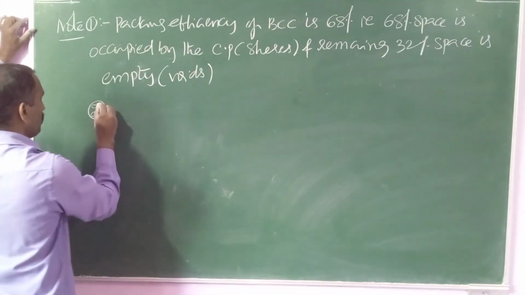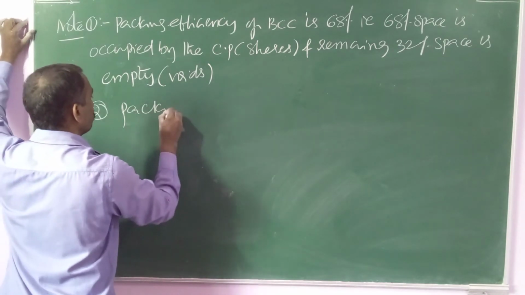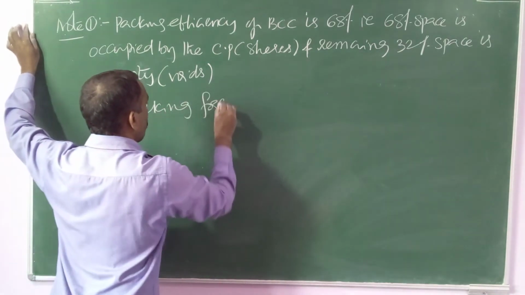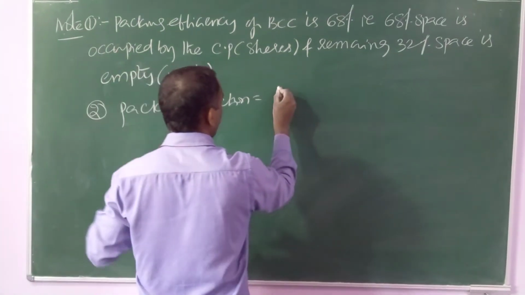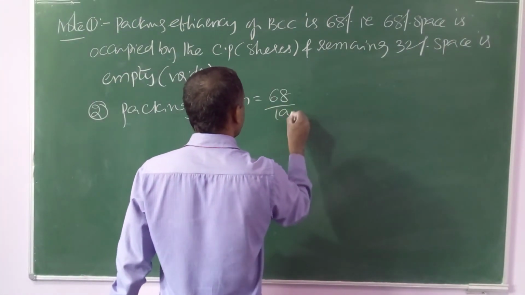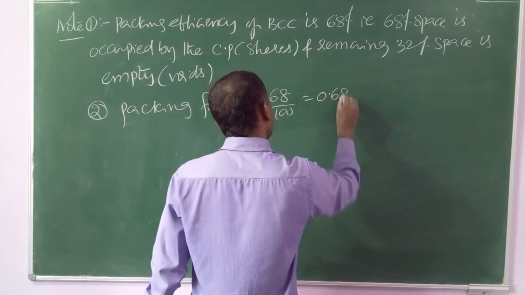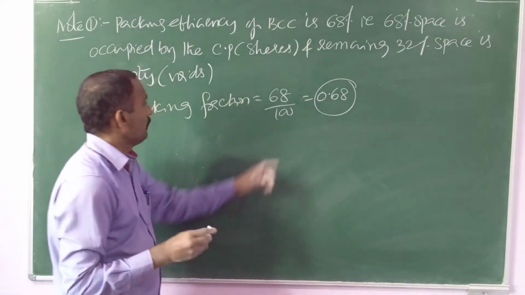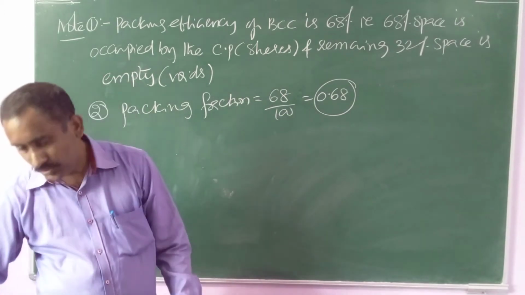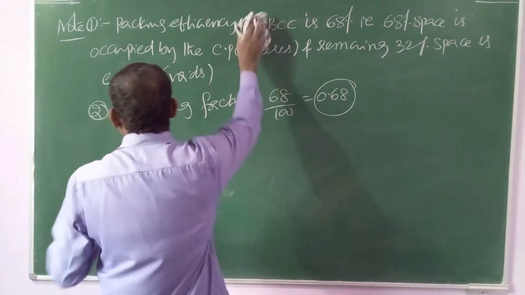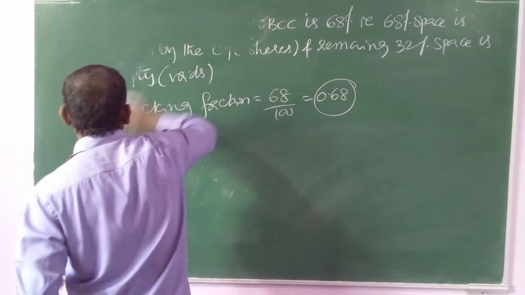Next, note 2: packing fraction. Packing fraction means 68 by 100, which means 0.68. Packing fraction is 0.68, and packing efficiency is 68%. So this is about the packing efficiency of BCC.